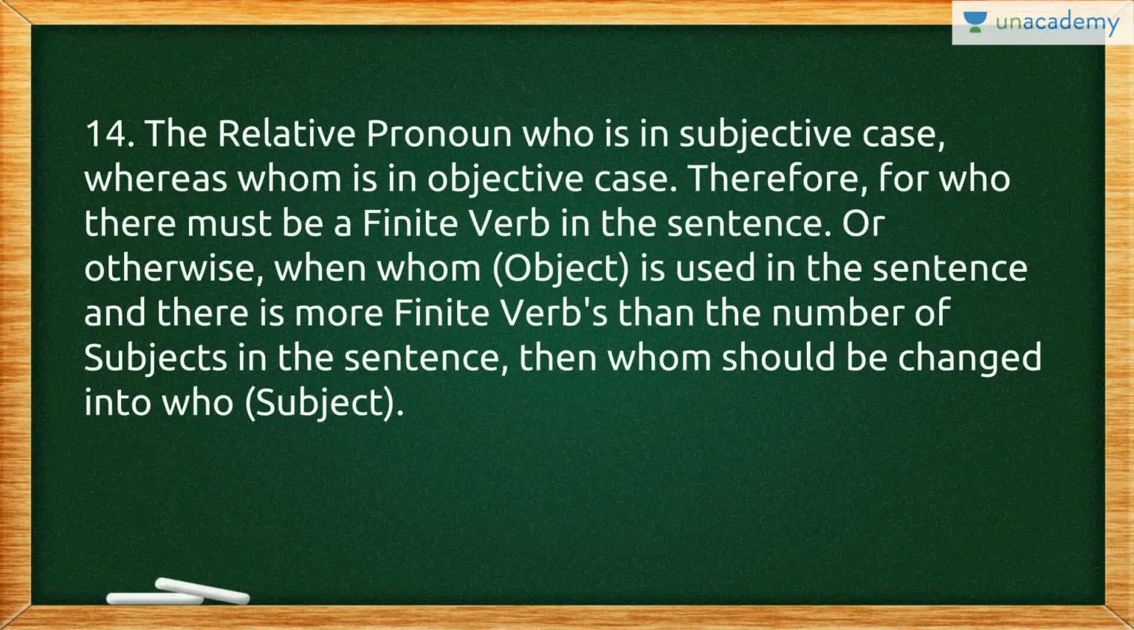Now the next rule states that the relative pronoun who is in the subjective case, whereas whom is in objective case. Therefore, for who, there must be a finite verb in the sentence, or otherwise when whom is used in the sentence and there is a more finite verb than the number of subjects in the sentence, then whom should be changed into who. I know this is a long rule, so let's just simply look at the example.